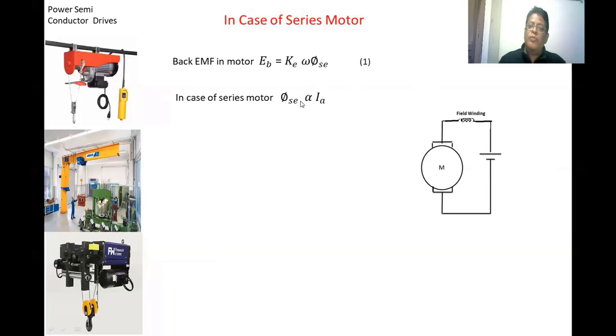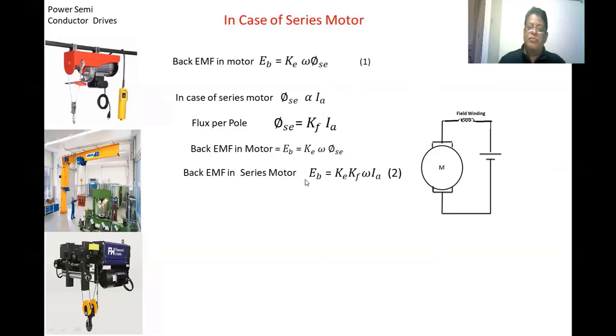To remove this proportionality, we introduce a constant: φsc = Kf × Ia. In place of φsc, we substitute this. The back EMF in a series motor is Eb = Ke × Kf × ω × Ia. Ke is the machine constant and Kf is the field constant. We replace both with one more constant, K. So Eb = K × ω × Ia.